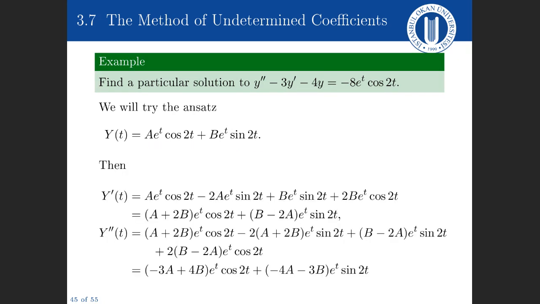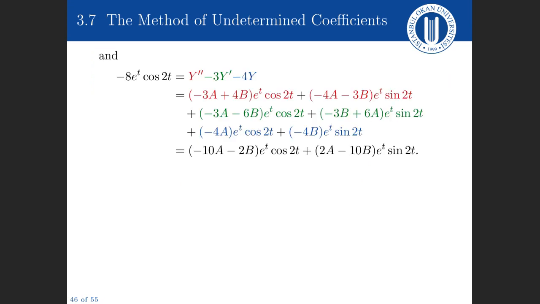We'll differentiate this 2 times. I'll leave the details here for you to check. I don't want to spend time on this. And then we substitute this into the differential equation, like this. I'm going to try to use colors to indicate this. Gather all of the cos terms together, gather all of the sine terms together. For the cos, we have minus 8 on the left, minus 10a minus 2b on the right. For the sine terms, 2a minus 10b on the right and 0 on the left.